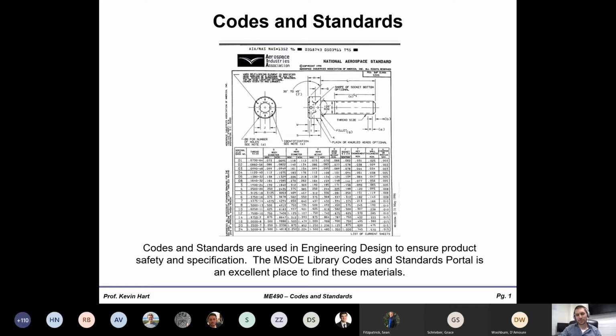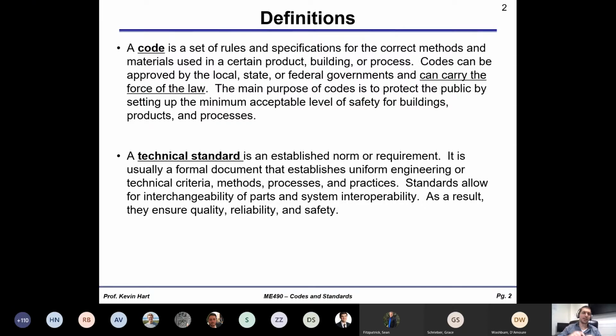So let's put some definitions to this and talk about what they actually are. A code and a standard are not the same thing. They often get lumped together, but they're really unique entities. Specifically, a code is a set of laws or rules that is governed by a municipality, so your city, your state, the federal government, etc. And codes actually can carry the penalty of law. So I underline that for that specific purpose.